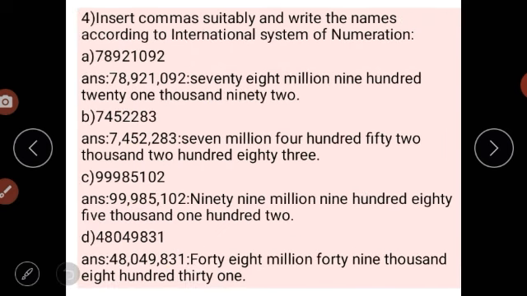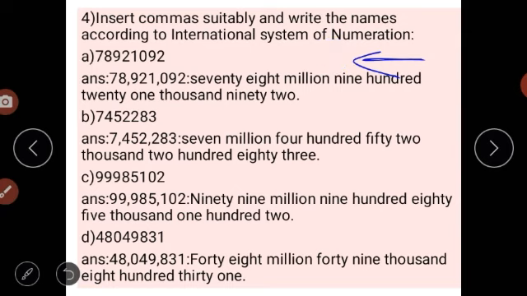Now the next question we have is to insert commas suitably and write the names according to the International System of Numeration. So one thing we have to remember here is that we have to name it and insert commas according to the International System of Numeration. I have told you already that in the International System of Numeration we start counting the digits from the right side, and the comma comes after every 3 digits. So this thing we have to remember. Getting it?